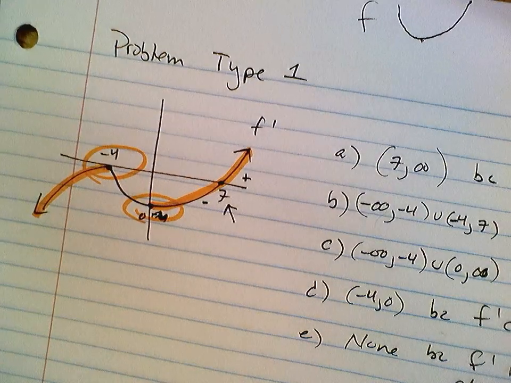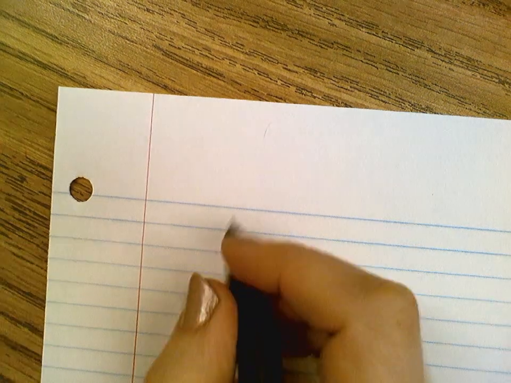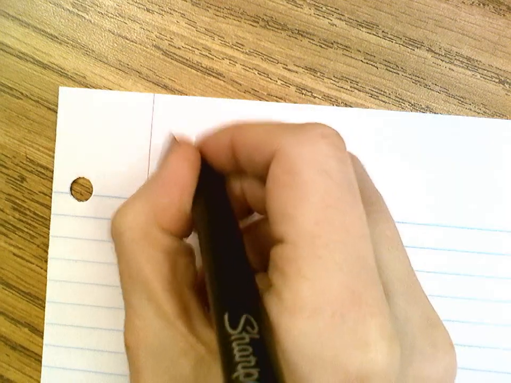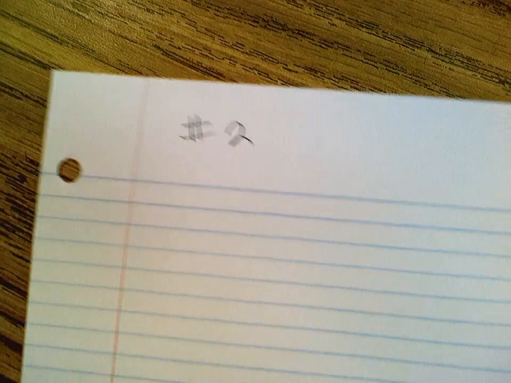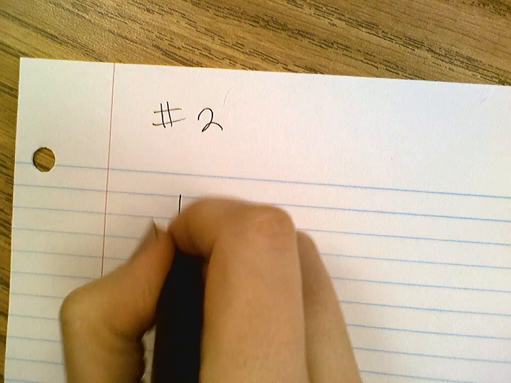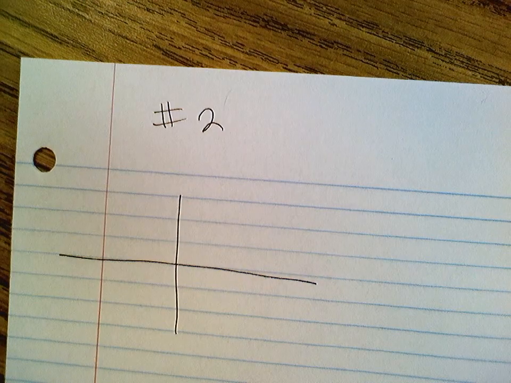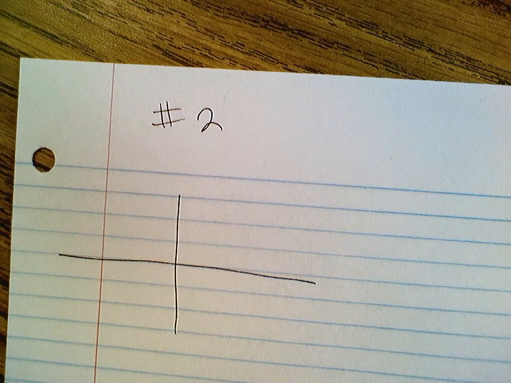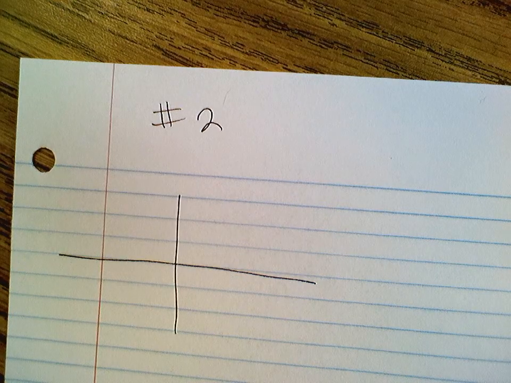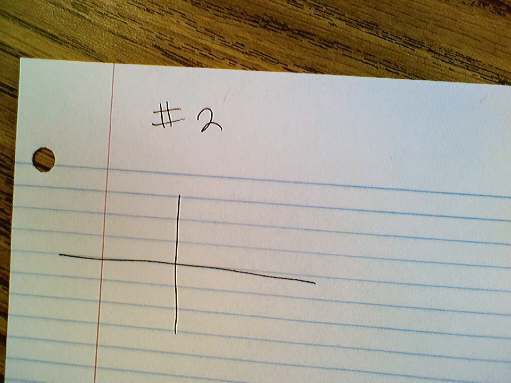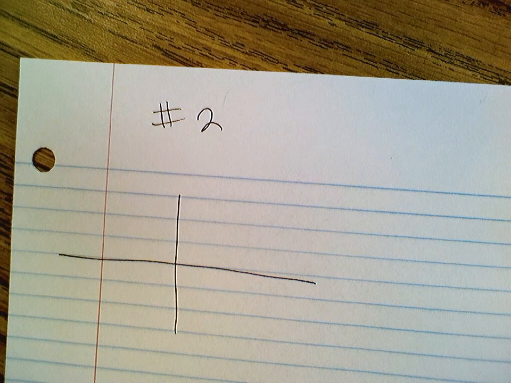Okay, problem type 2, you'll be given f double prime. So number 2 is going to be like this. And guys, it might be a good idea to not watch this video the whole way through. Maybe now is a good time to pause and try a problem type like number 1.